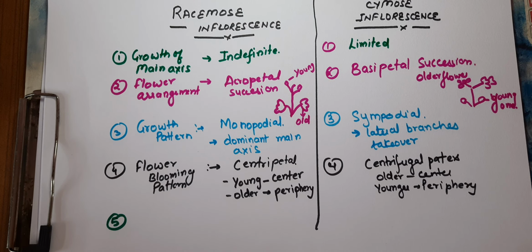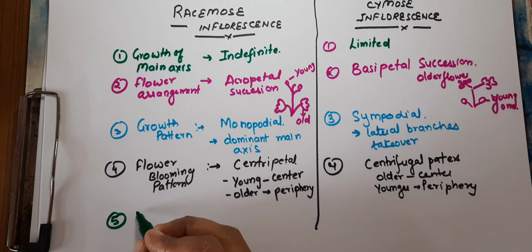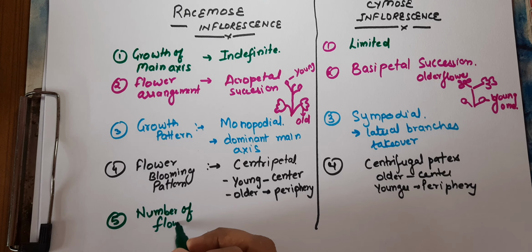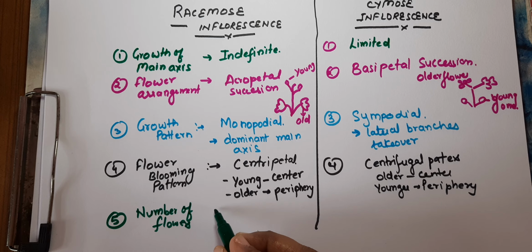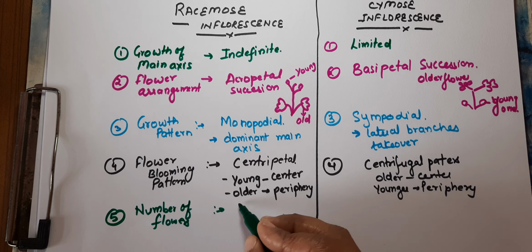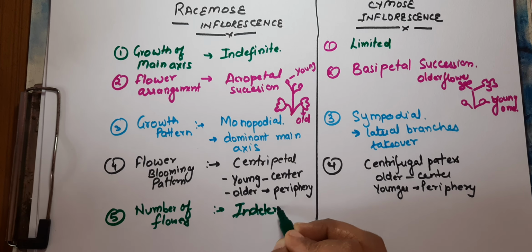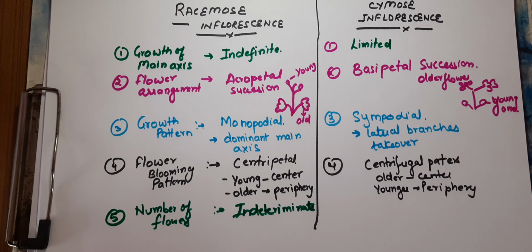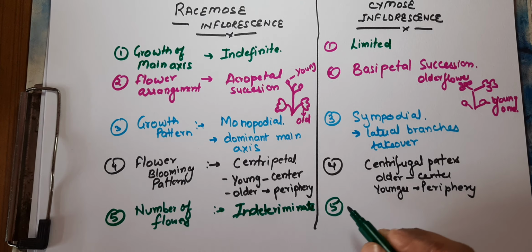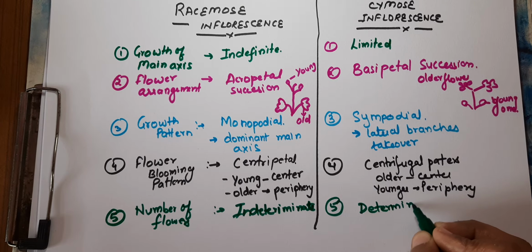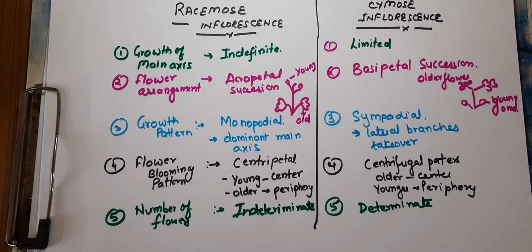The fifth difference between the two types of inflorescence is in terms of number of flowers. The number of flowers in case of the Racemose inflorescence is indeterminate. It means new flowers will keep forming. If we talk about the Cymose inflorescence, then the number of flowers is determinate, so we can determine the number of flowers. It means that the flower formation stops after a certain point.